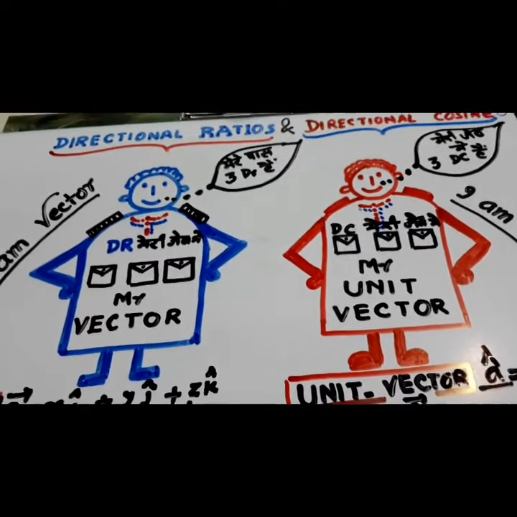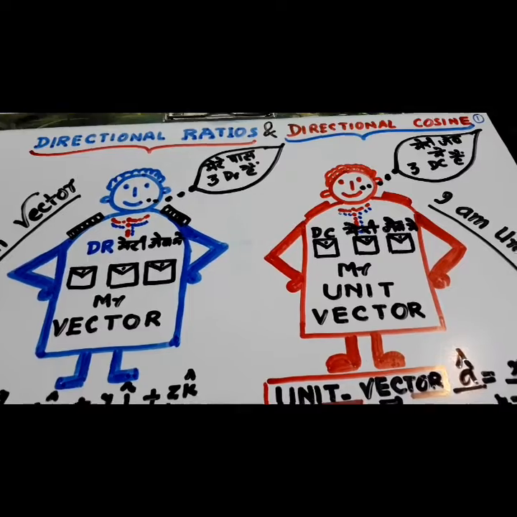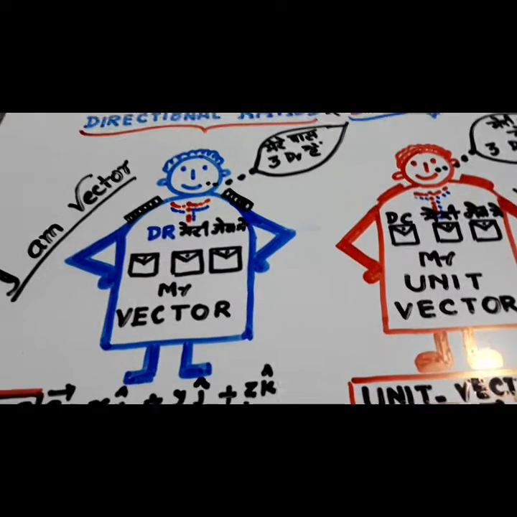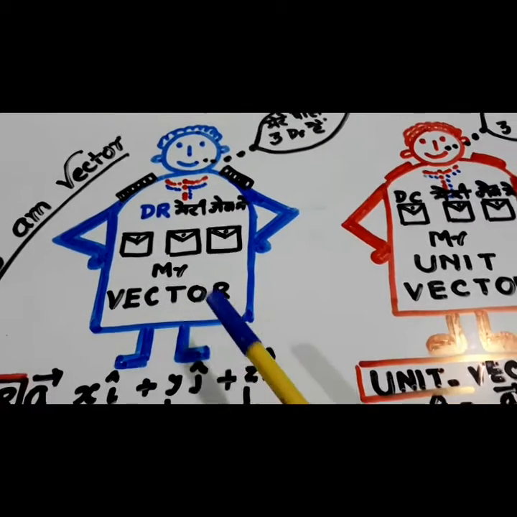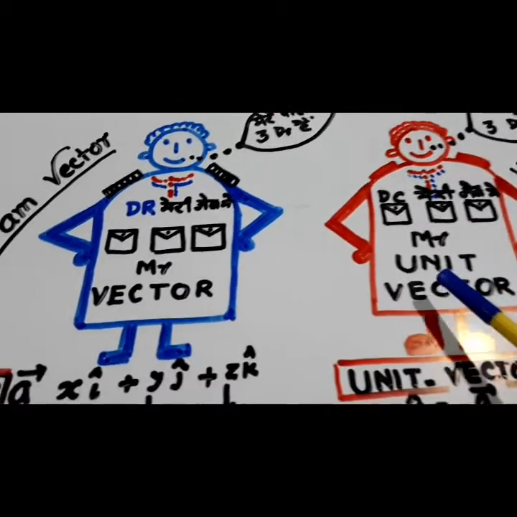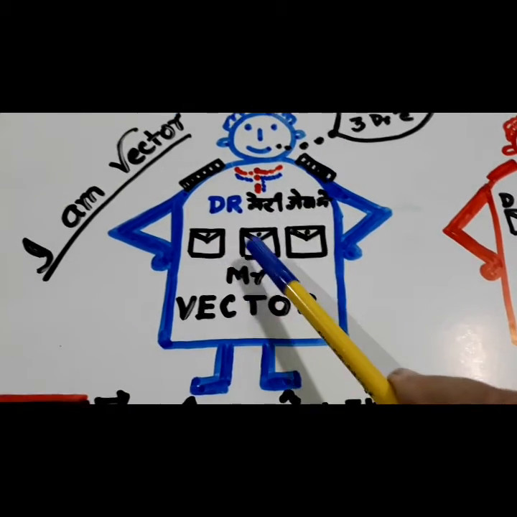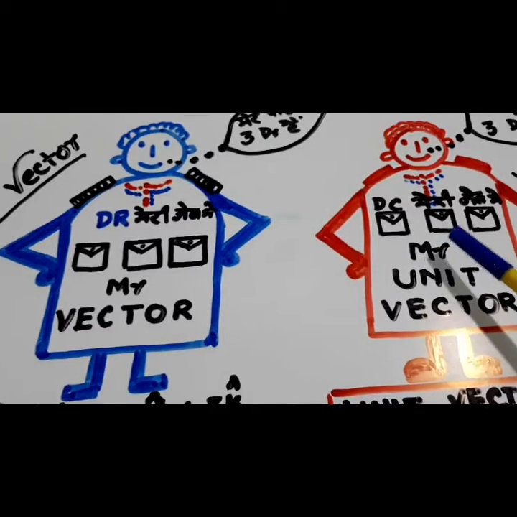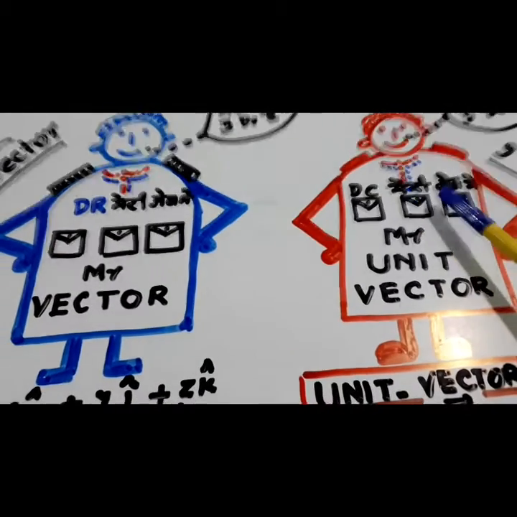My dear friends, I have come with directional ratios and directional cosines. Look here, this is Mr. Vector and this is Mr. Unit Vector. He is having 3 pockets and unit vector is also having 3 pockets.